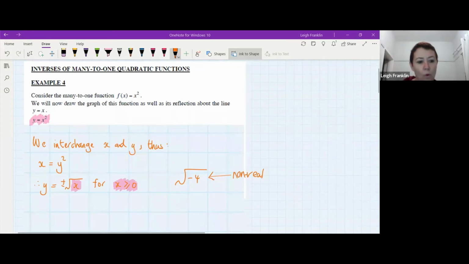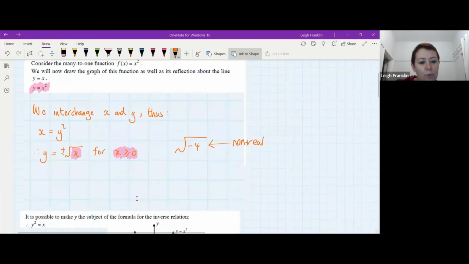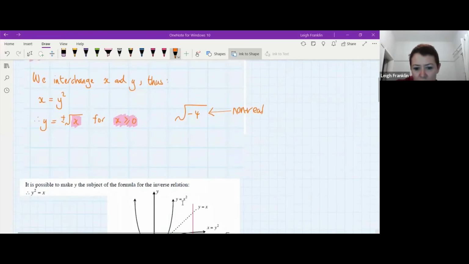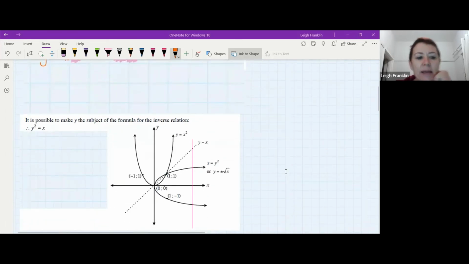Okay, all right, 100%. So let's just see if there's another question. Yes. All right. So what happens now is, and I've just showed you this, we've made y squared equal to x. You've made y the subject of the formula, and now you've got plus minus root x, where x has to be greater than or equal to 0.